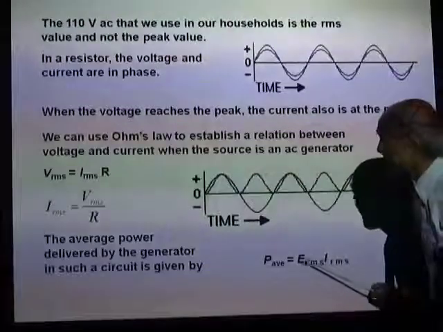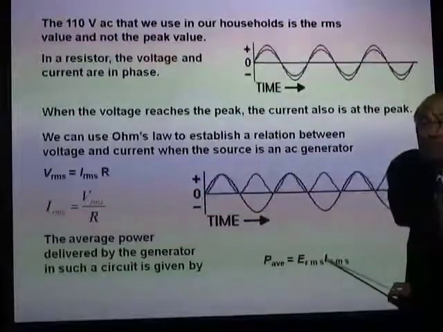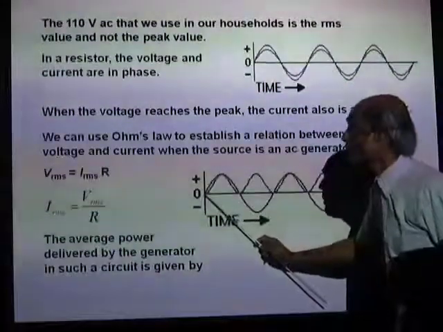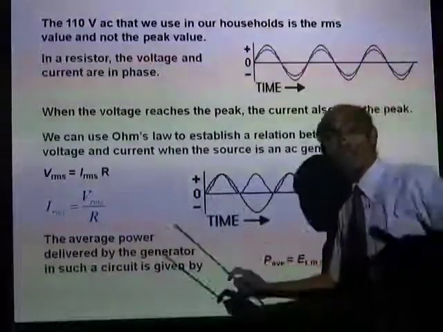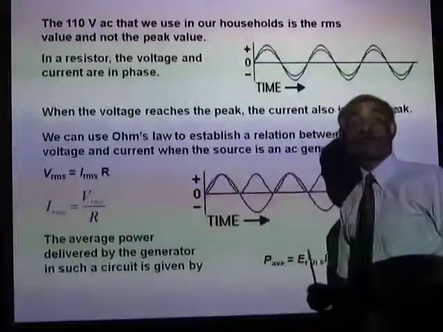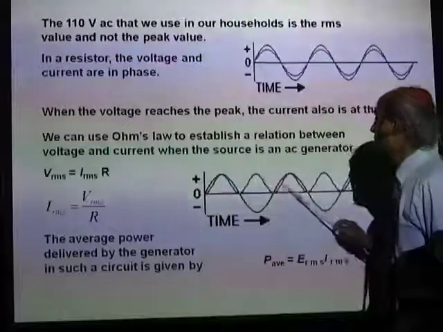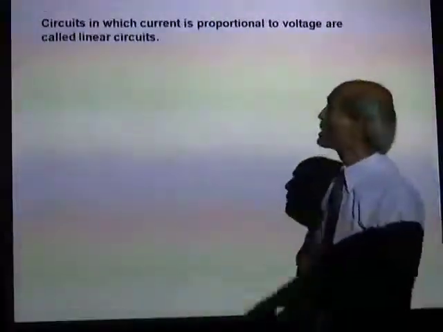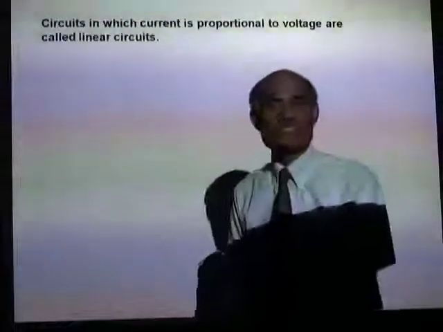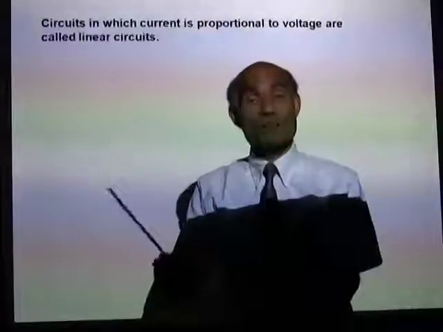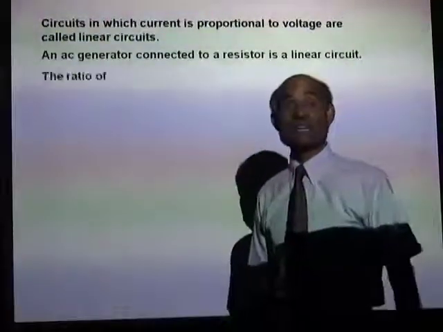Because E and I are in phase, when E is negative, I also is negative, so the product will be positive. So although I can be positive or negative, and E also can be positive or negative, the product, the power, will always be positive. Now, circuits in which current is proportional to voltage are called linear circuits. In a resistor, the current is proportional to the voltage, therefore it is a linear circuit.